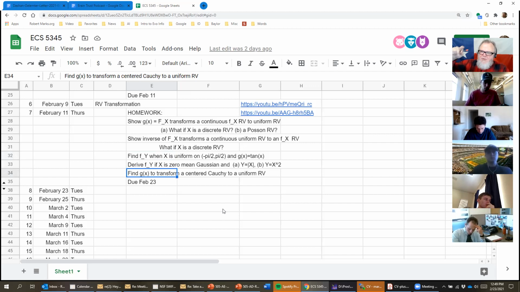So if G maps X to Y, then G inverse maps Y to X. So if you go from uniform to Cauchy using a G, you can go from Cauchy to uniform using the inverse of G. And so hopefully that should help you.